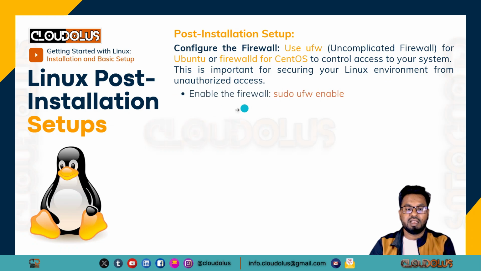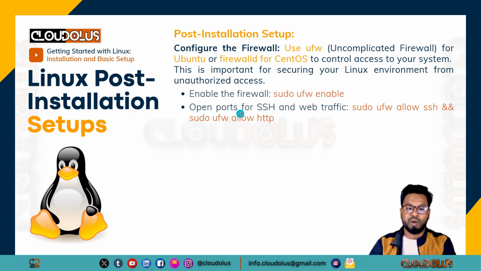First of all, enable the firewall with sudo ufw enable, and then open ports for SSH and web traffic with sudo ufw allow ssh and sudo ufw allow http. This allows the SSH port and then HTTP for web access. This is the post-installation setup to configure the firewall.